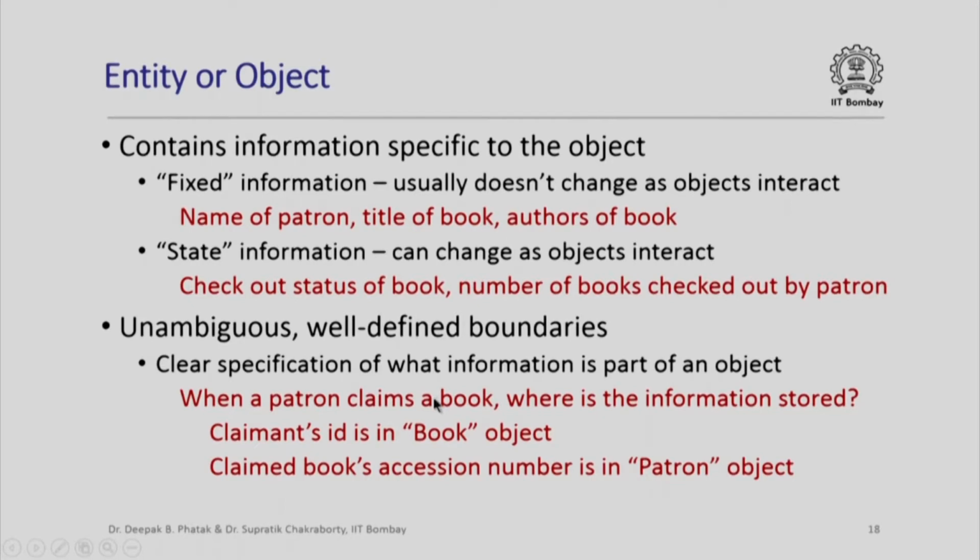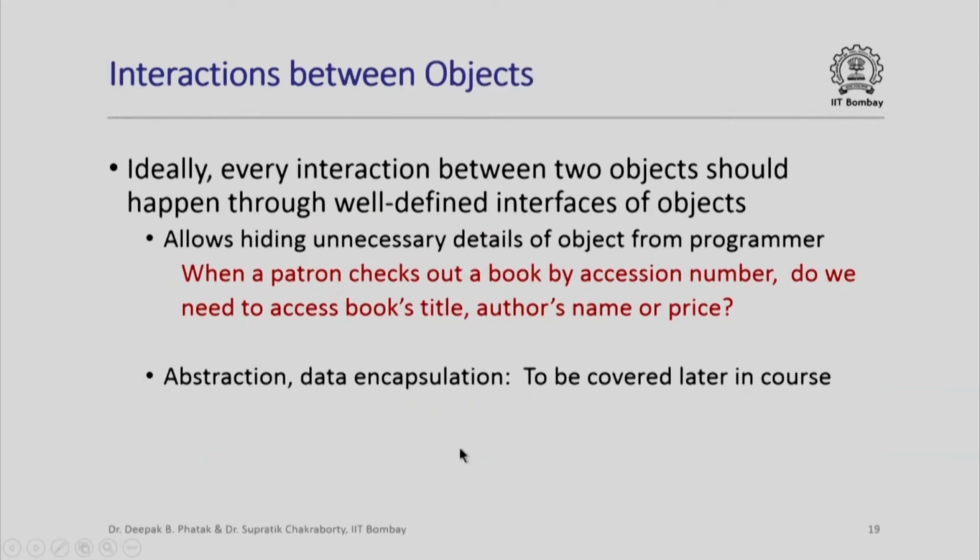For example, when a patron claims a book, there are two parts of the information with respect to this claim. Where is this information going to be stored? We have to be very clear about where it is going to be stored. For example, we can say the claimant's ID will be stored in the book object, and the claimed book's accession number will be stored in the patron object. Ideally, we should allow objects to interact only through very well defined interfaces, and this allows hiding unnecessary details of an object from the programmer.